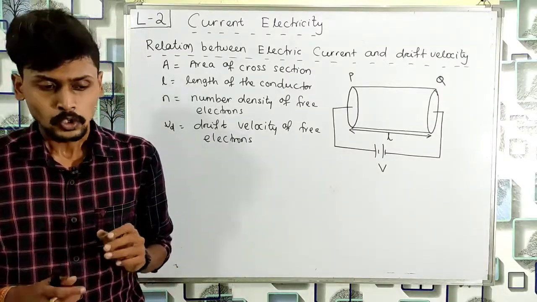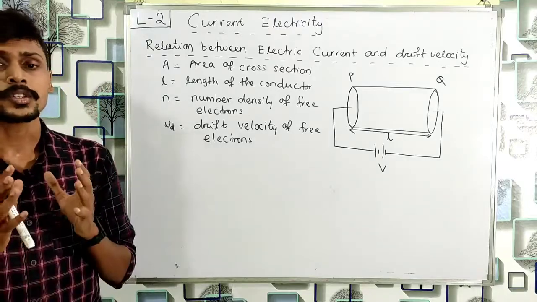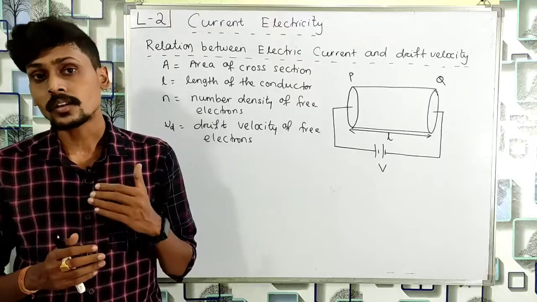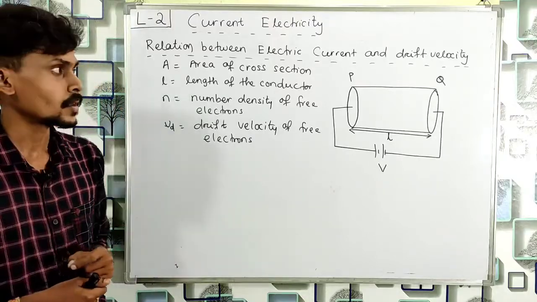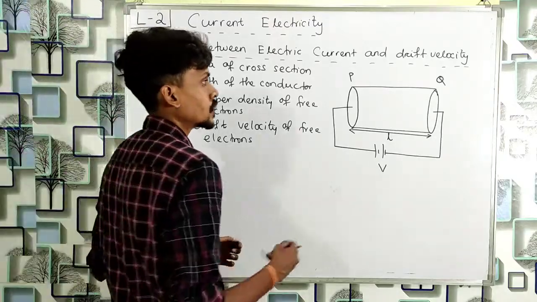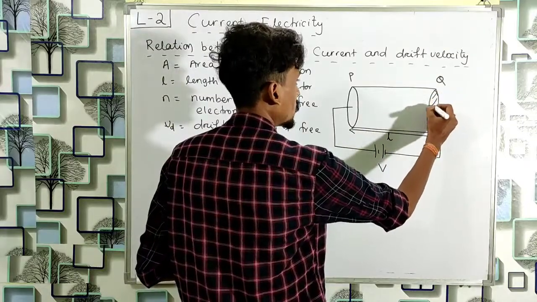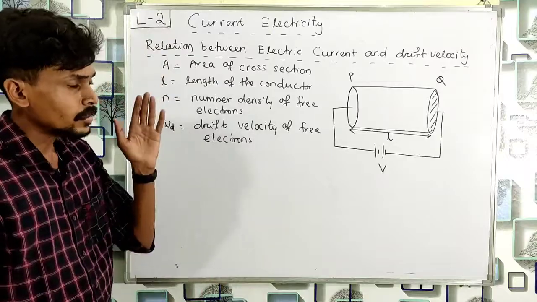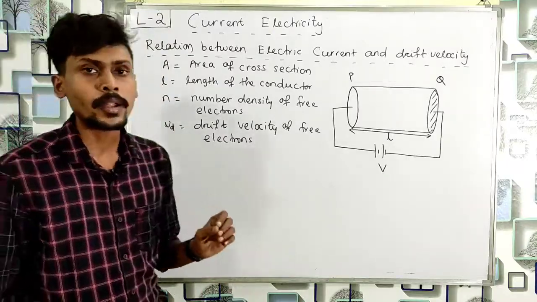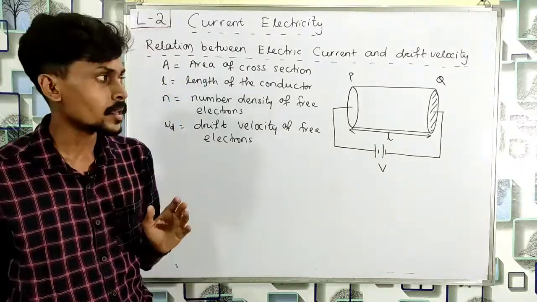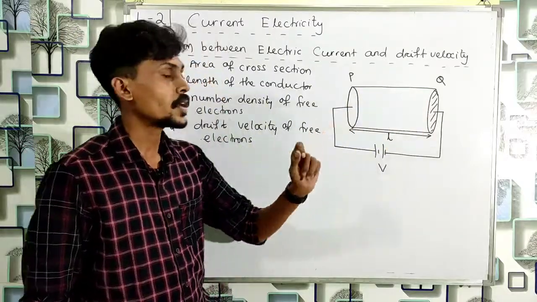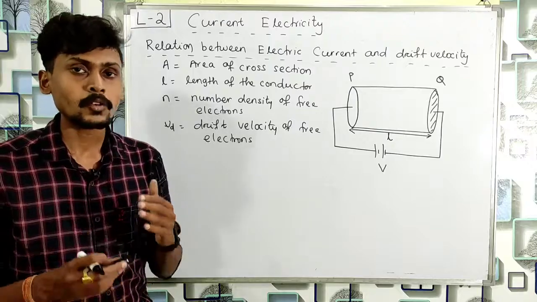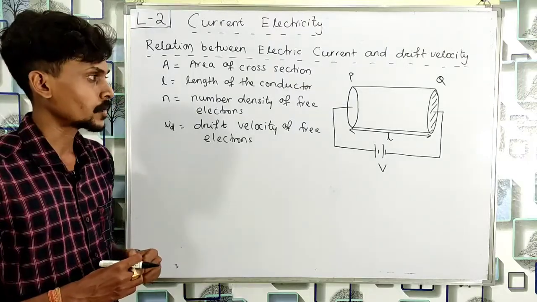So these are the data given, and we are going to derive the relationship between I and Vd. To calculate current, we first need to calculate the amount of charge flowing through any cross section in unit time. Suppose I choose the cross section at this point Q. I am interested in calculating the amount of charge flowing through this cross section in unit time, means in 1 second, and that value will be the electric current.